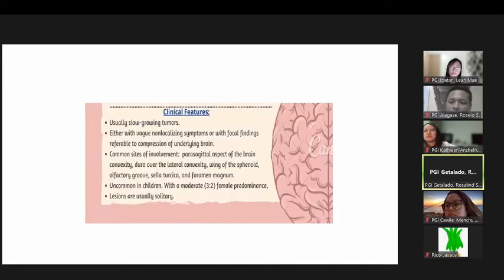For the clinical features, they are usually slow-growing tumors, either with vague non-localizing symptoms or with focal findings referable to compression of the underlying part of the brain. The most common symptoms are headache, seizures, or weakness of body parts depending on the affected part of the brain. Common sites of involvement are the parasagittal aspect of the brain, the dura over the lateral convexity, wing of the sphenoid, olfactory groove, the sella turcica, and foramen magnum. They are usually uncommon in children, with a moderate female predominance at a ratio of about 2 to 1. The lesions are usually solitary.